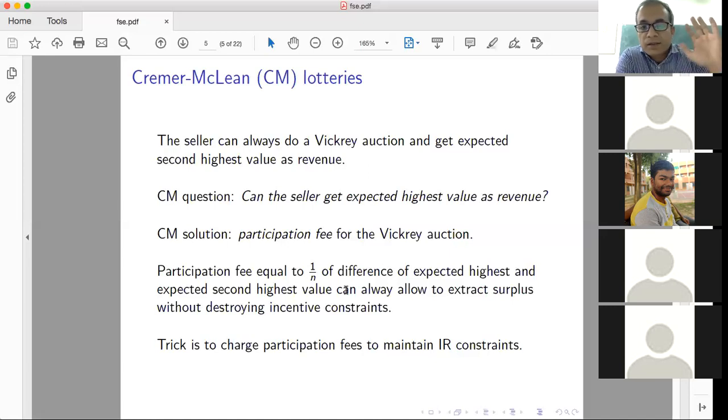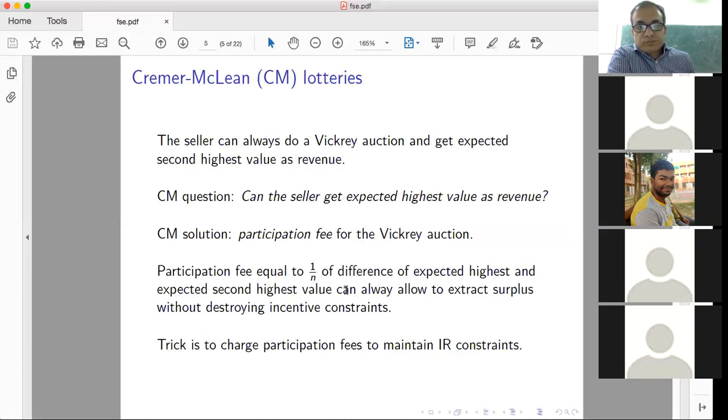Is that clear? This result does not even require correlation, right? So I can always do this. There is no issue about correlation, because if you ask people to pay a participation fee, it does not change incentive constraints, right? The Vickrey auction with a participation fee is also dominant strategy incentive compatible, so it won't change incentive constraints.